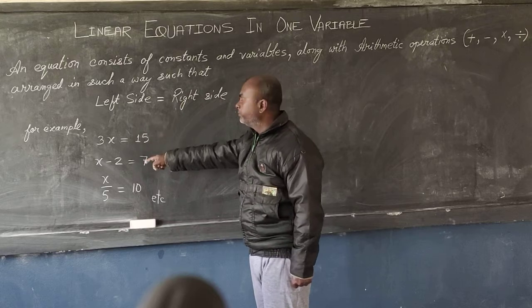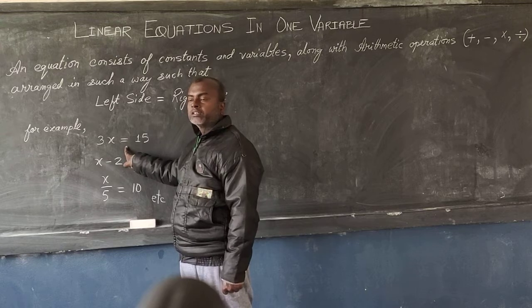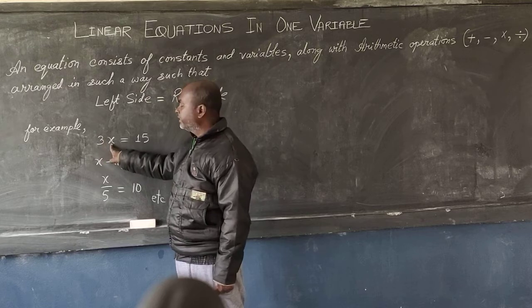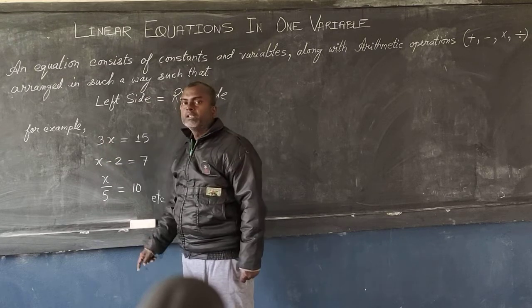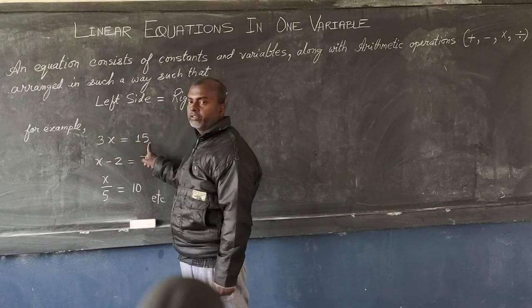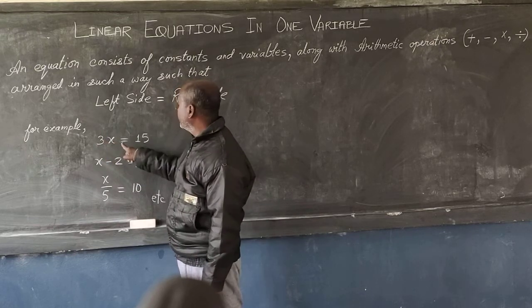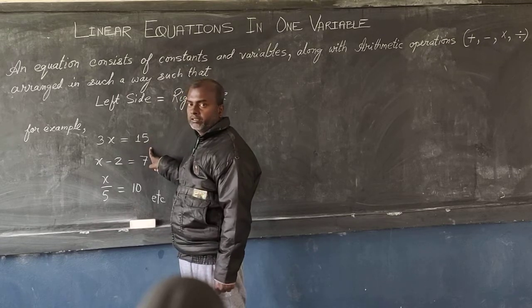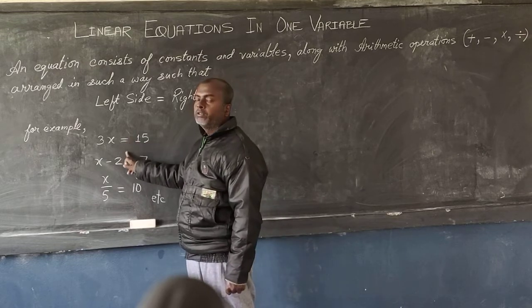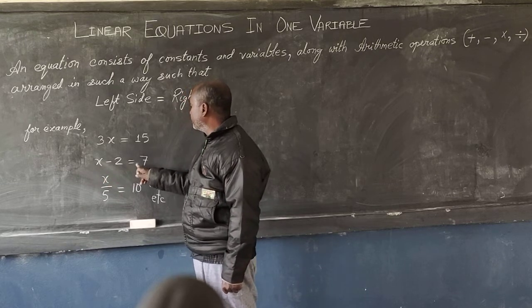For example, you have here 3x equals 15. So as you can see here, equal to sign is in the middle. 3 is a constant, x is a variable, there is no sign in between, so it is a multiplication sign. So 3 into x is there on the left side and constant 15 is on the right side. So an equation consists of all these terms in such a way that this equals sign is in the middle.